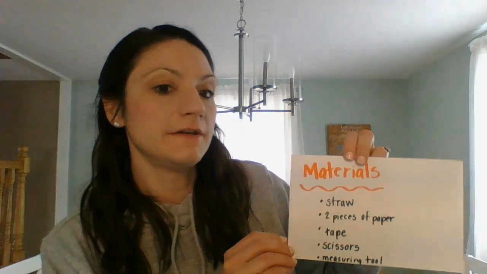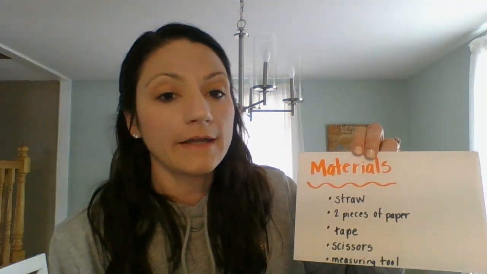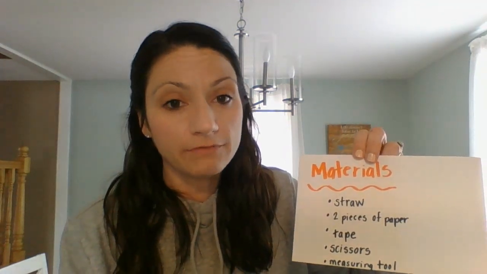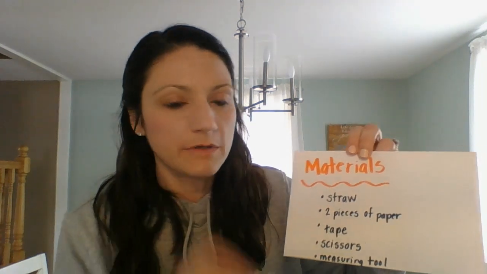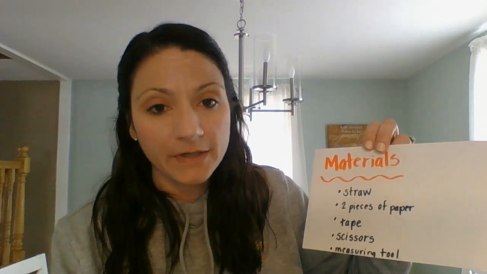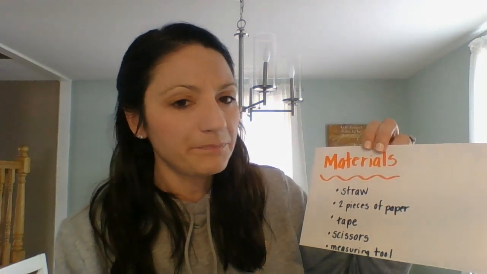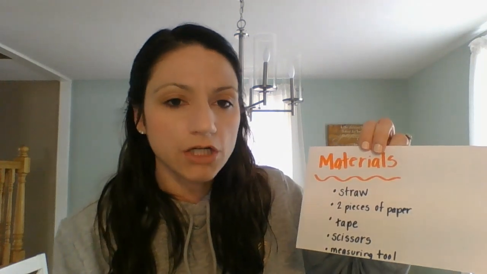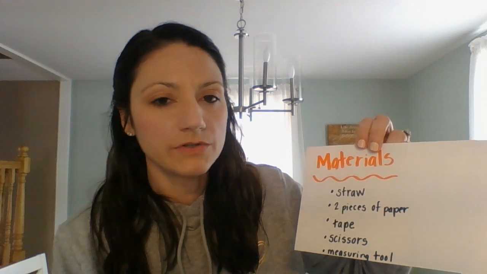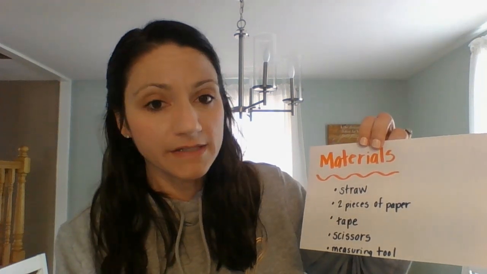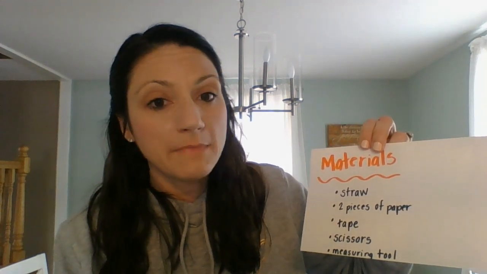So the materials that you will need for this challenge: a straw, and everyone that's going to build a rocket really should have their own straw because you're going to be blowing into it. Two pieces of paper, you might only need one depending on the design of your rocket. Some tape, you can use Scotch tape, masking tape, or duct tape. Some scissors, and a measuring tool.